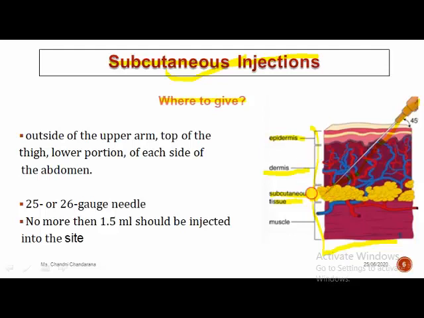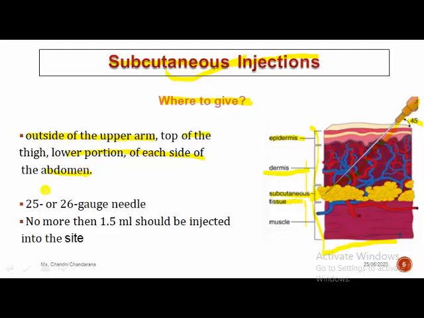Here we can give our injection above the muscle and below the dermis, in the subcutaneous tissue, and it is given, as you can see here, at a 45-degree angle. Now where to give? It is given on the outside of the upper arm, the top of the thigh, and the lower portion of each side of the abdomen. This is the location where we can give the subcutaneous injection.